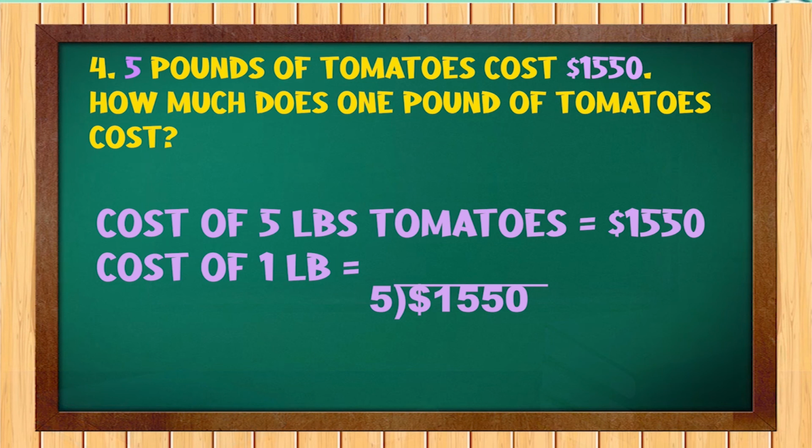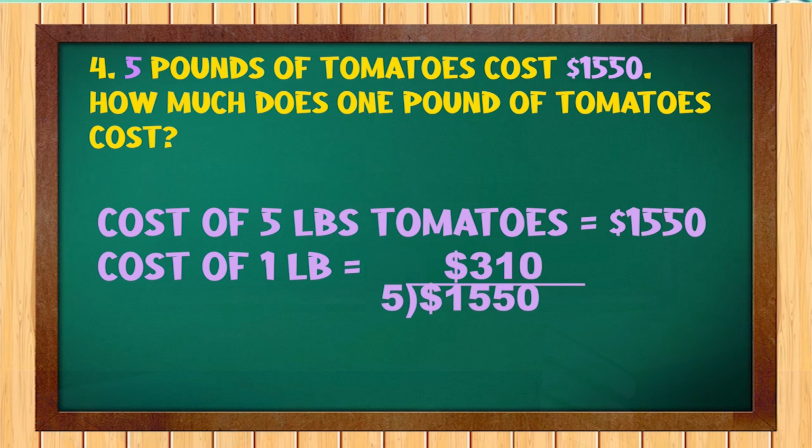So let's go. We have 5 into 1, we will get 0. So now we divide 15 by 5. How many 5s can we get from 15? 3. Our next digit, we have 5 divided by 5, which would give us 1. And then 0 divided by 5 will be 0. Our answer there is $310. So 1 pound of tomatoes will cost $310.